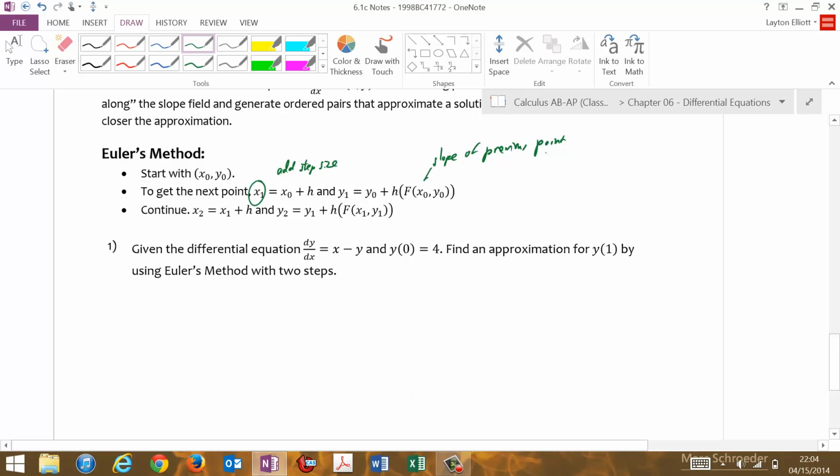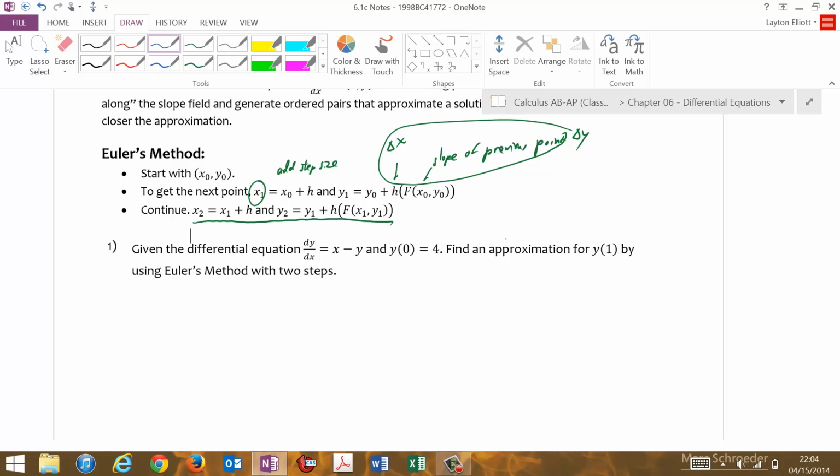So you multiply the slope of the previous point by the h value, which is the delta x, and then you add it to the y value from before. So this whole slope of previous point times delta x, this gives you actually the delta y. That gives you a little bit of a change, what the little bit of change of y is going to be. And then you add it to the previous y, and you can see where the new point is. And then you just continue that pattern. This is the same thing as before, but you know, 2's replace 1's, and 1's replace 0's.